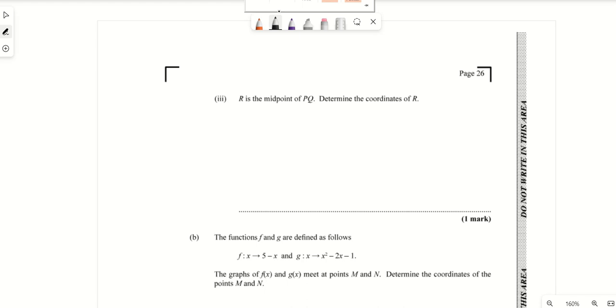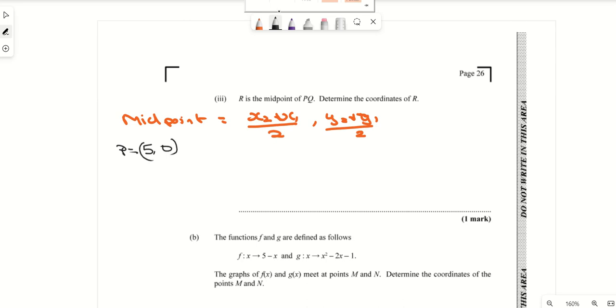Part 3 says R is the midpoint of PQ. Determine the coordinates of R. Now, the midpoint is equal to x2 plus x1 all divided by 2, and y2 plus y1 all divided by 2. We know that P is equal to 5, 0, and Q is equal to 0 and 5 over 3. You can leave it as 5 over 3 or 1 and 2/3, it doesn't matter. You're going to use your calculator anyway.